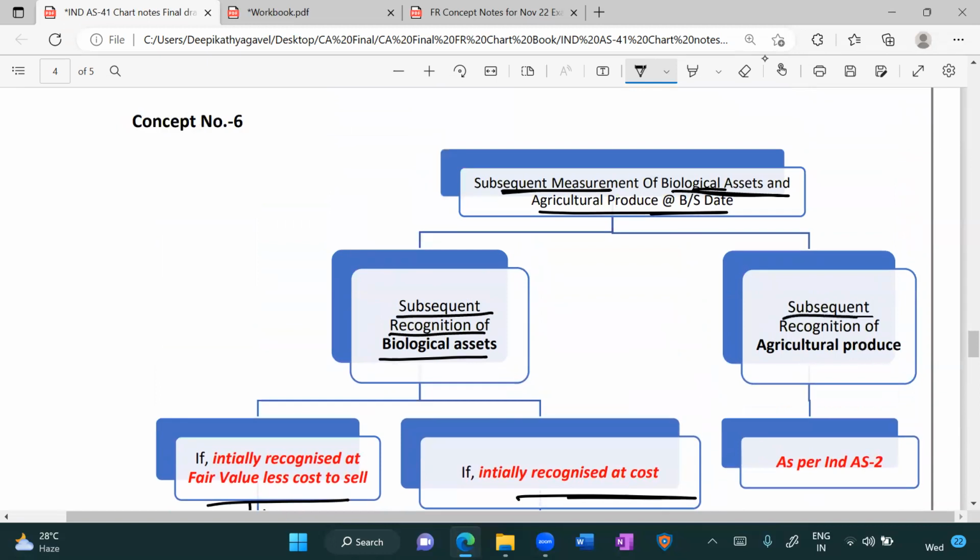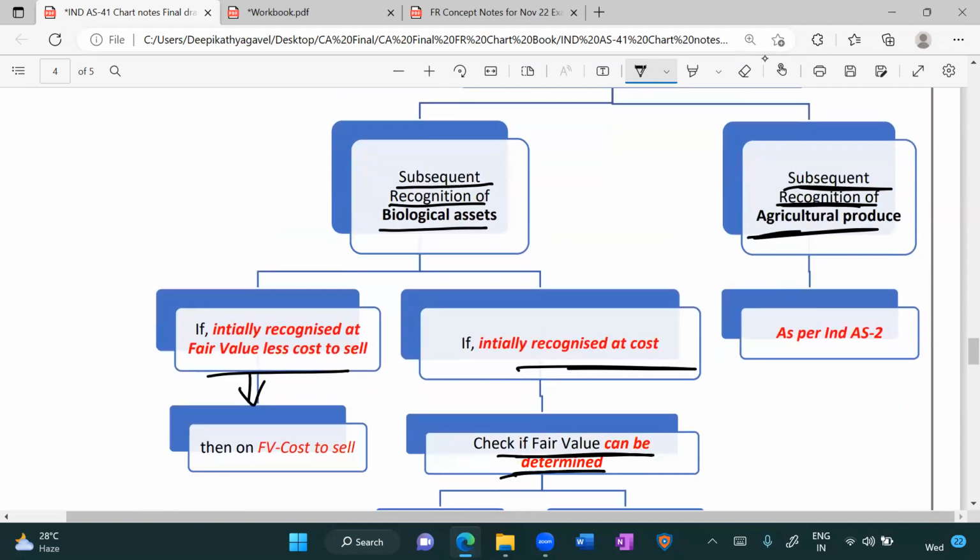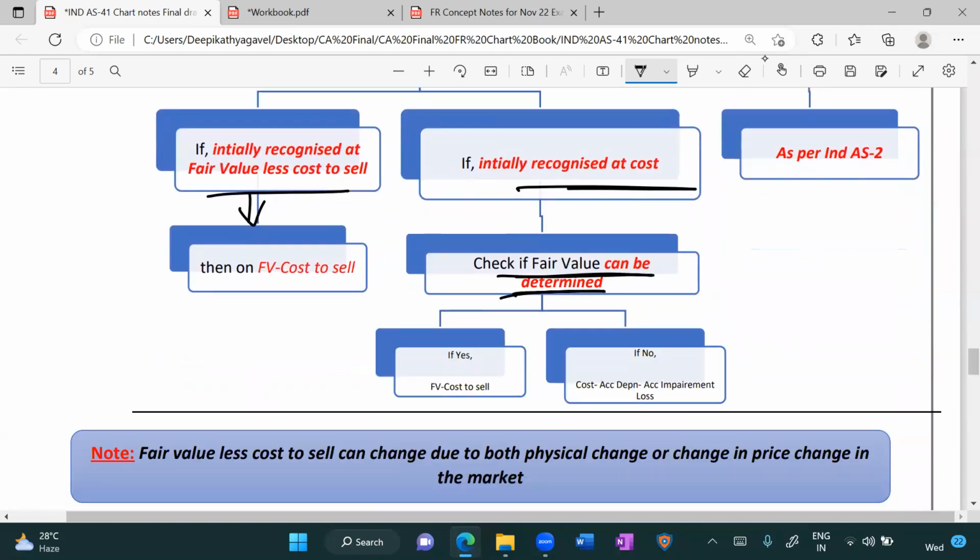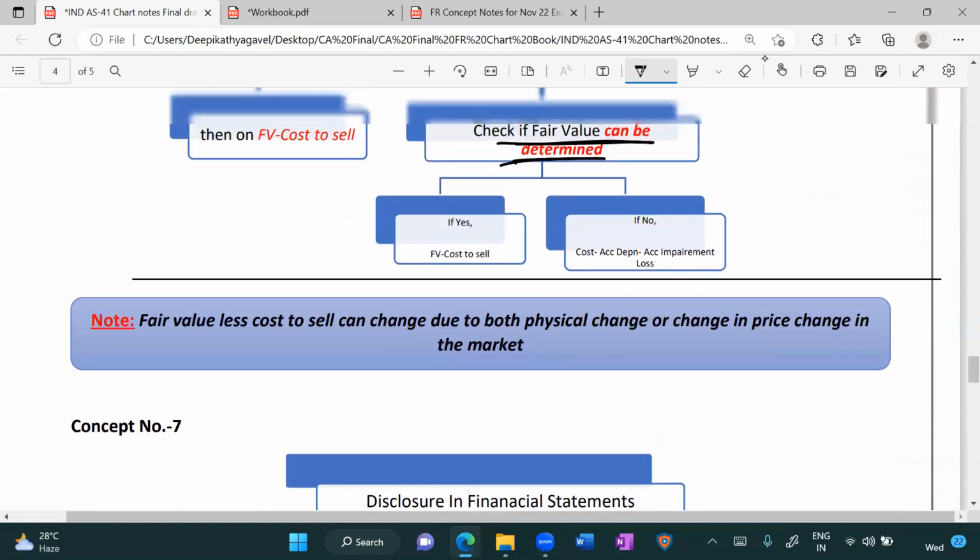But the subsequent recognition of agricultural produce is an area where you need to be very, very careful. Why? Because I told you only till the time of harvest of agricultural produce, what will apply? IND AS 41 will apply. Once you harvest the agricultural produce, then it is further processed and packaged. Then it will move to which standard? It will move to IND AS 2 Inventories, which will apply for subsequent recognition, right?